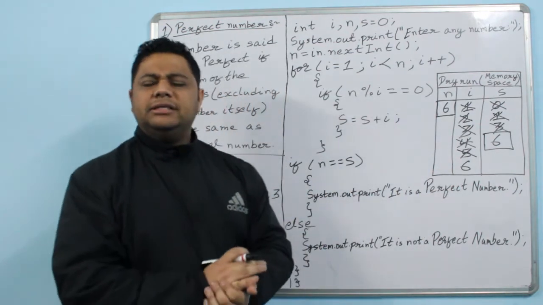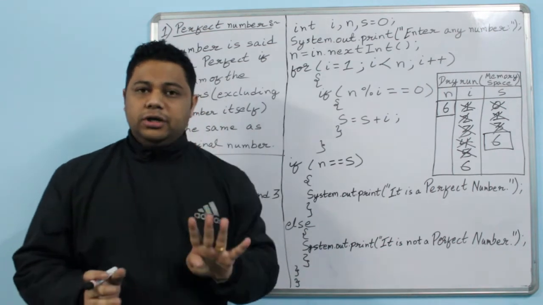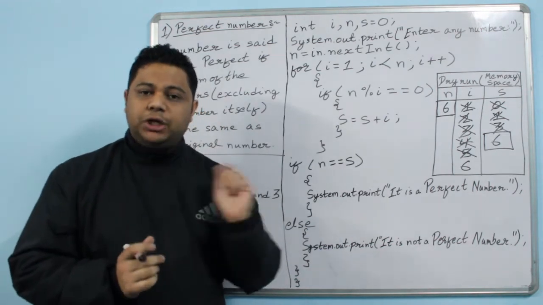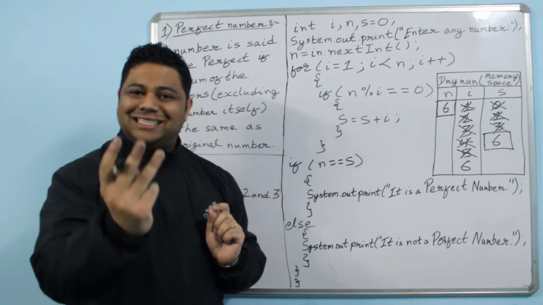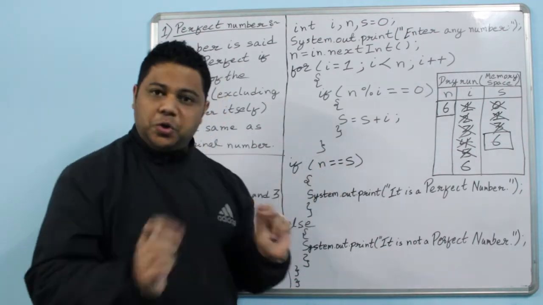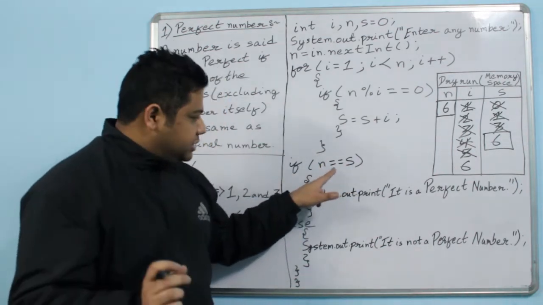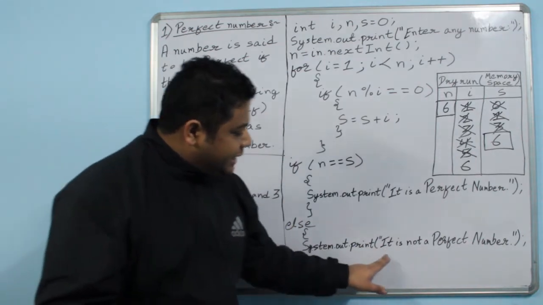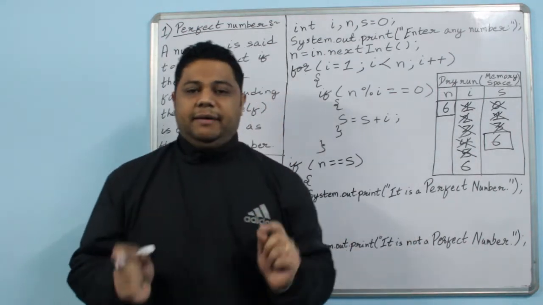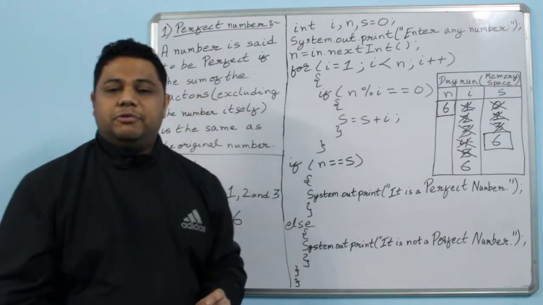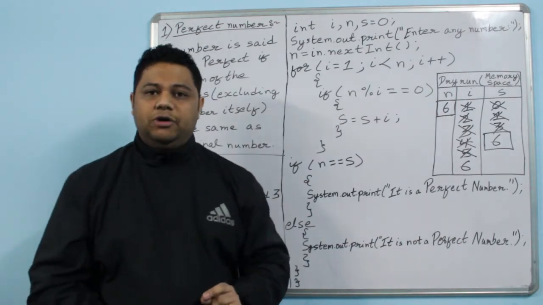True means it is a perfect number. And suppose any other example like 4. So what are the factors of 4? 1 and 2. So 2 plus 1 is 3. So is 3 equals to 4? No. So for those types of numbers, it will go to the else statement and display it is not a perfect number. So this is how we do the program for perfect number. I hope you have understood.